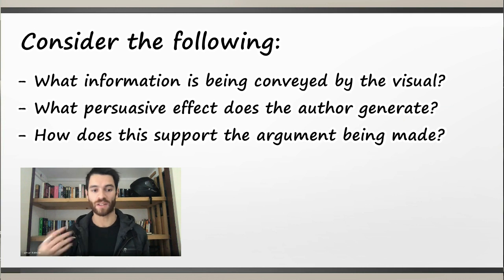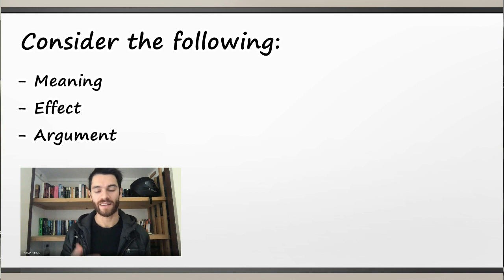What is the visual conveying? What persuasive effect is it generating? And how is it supporting the author's argument? What's it mean? What's its effect? And what's the argument it's supporting? Okay, meaning, effect, argument. Cool.